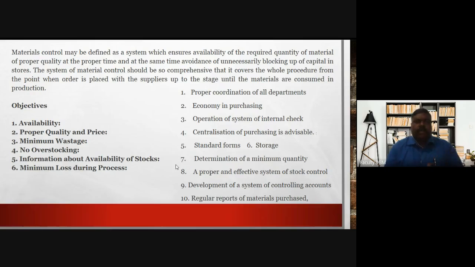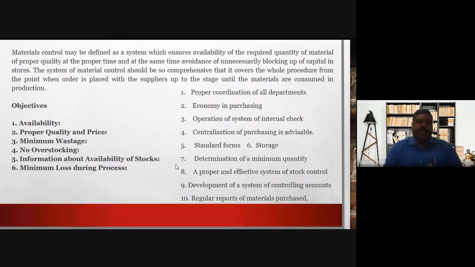The system of material control should be so comprehensive that it covers the whole procedure from the point when order is placed with the suppliers up to the stage until the materials are consumed in the production. So this controlling of material starts with the raw material and ends with the finished goods when we are going to distribute to the dealers, suppliers, and wholesalers.